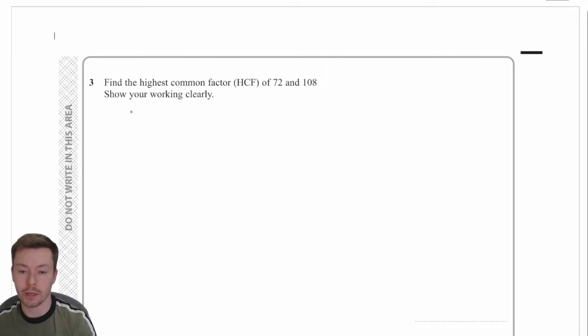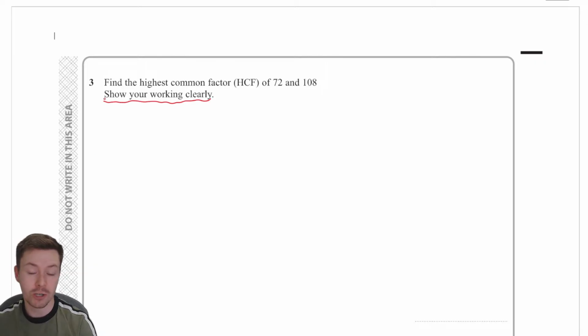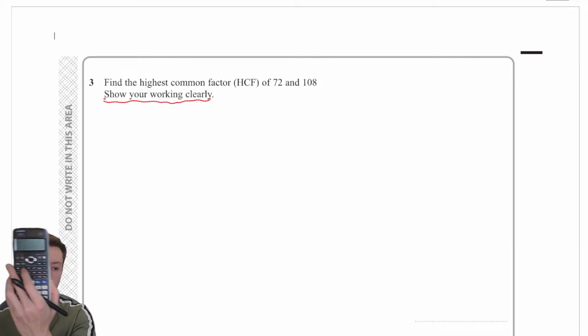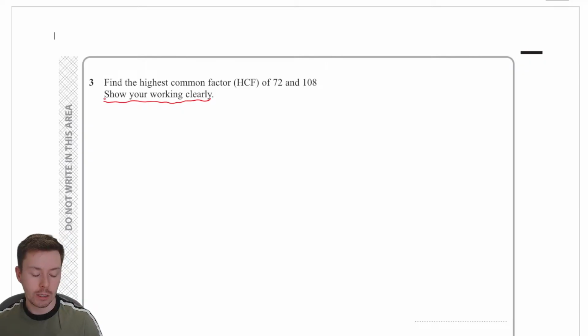Show your working clearly. Now this bit's important because you can actually do this on the new calculator. Not the one I've got because this is the older one, but on the new calculator, you go into the normal calculation area, go to catalog, I believe, and then there is, I think, the top option. You click on that and you get highest common factor or greatest common divisor, which is highest common factor, and lowest common multiple. So you can check it using the calculator.